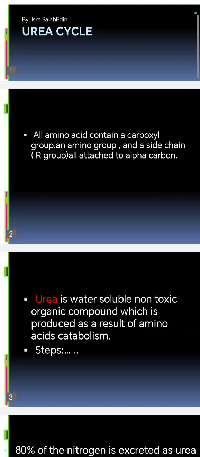As you know, all amino acids contain a carboxyl group, an amino group, and a side chain which is called R, attached to the alpha carbon. This information you already know from the chemistry of amino acids, right?